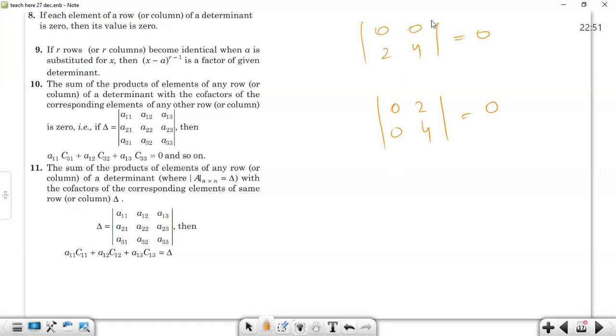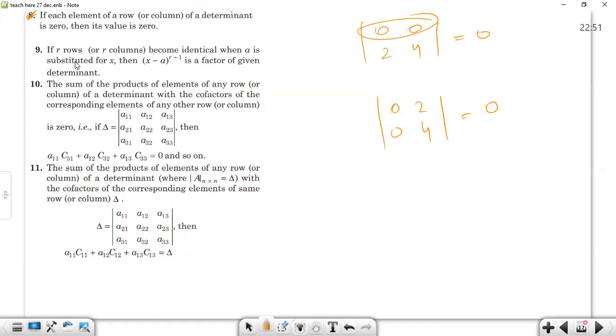So if a whole row or a whole column becomes 0, then definitely its determinant will be 0, because for finding the determinant we pick this: 0 into 4 minus 0 into 2, that is 0. Or 0 into 4, 0 minus 2, 0 minus 0 into 2, that is also 0. This is the eighth property.